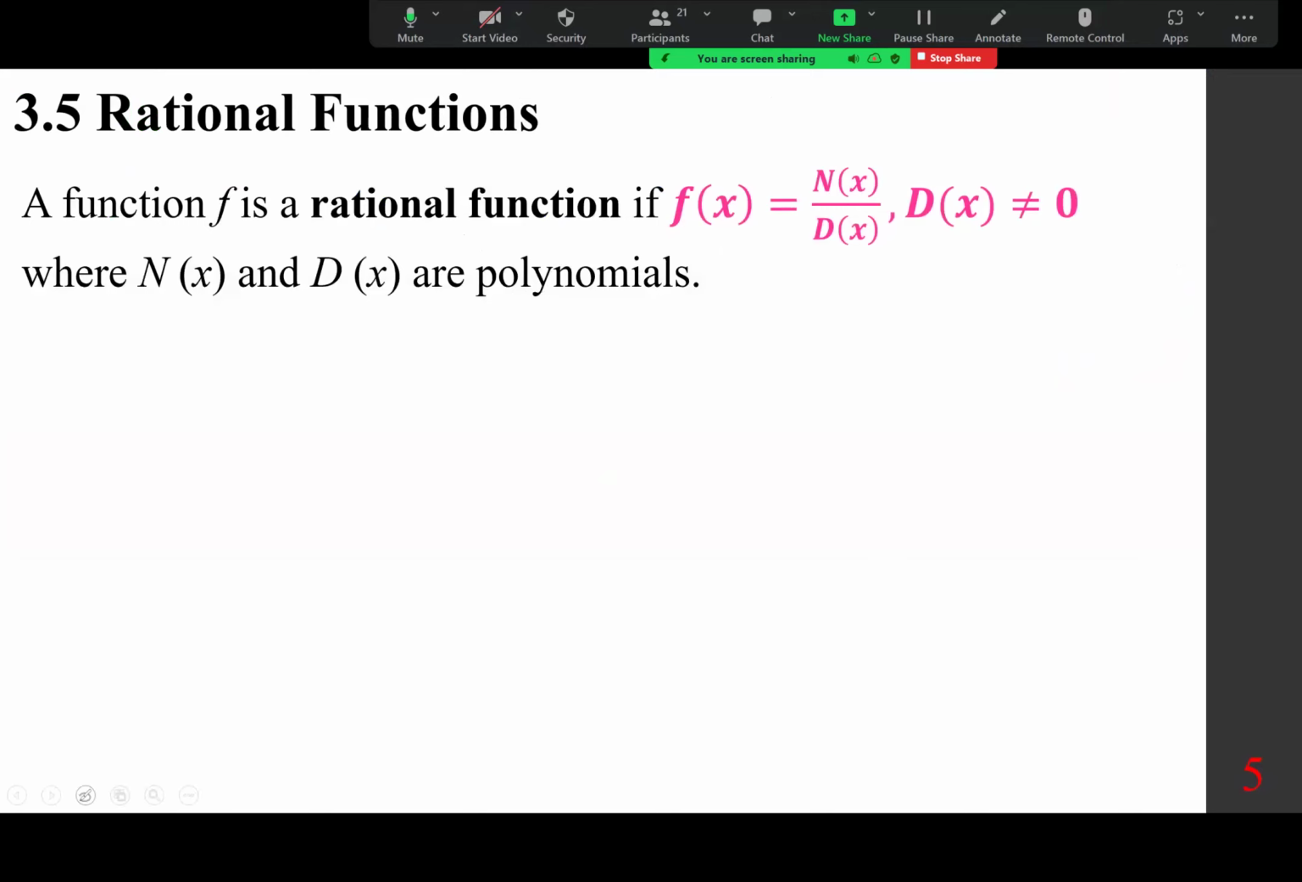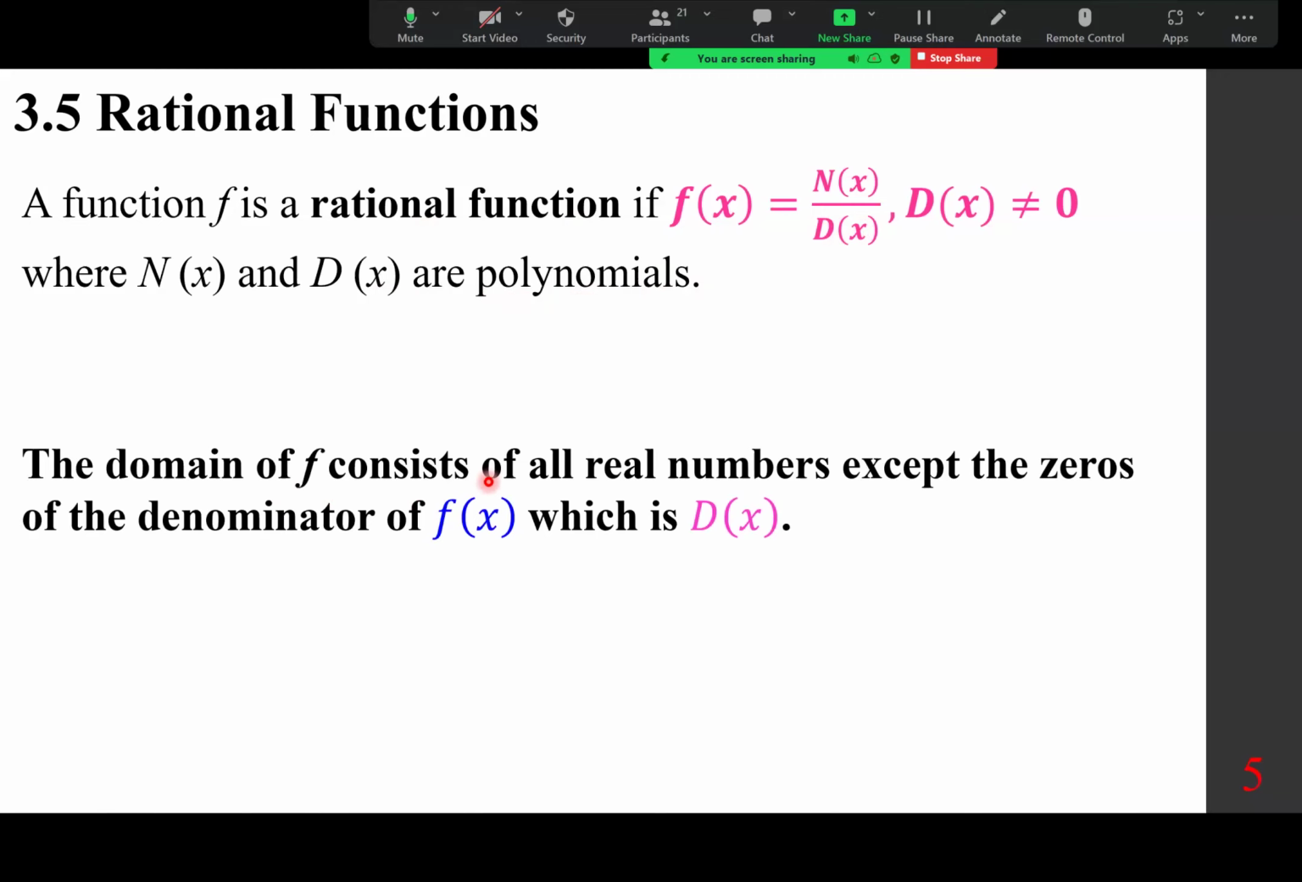Now, section 3.5, rational functions. A function f is a rational function if f of x is n of x over d of x, and d of x can't be 0, where n and d are polynomials. Remember, in the case of rational numbers, the top and the bottom are integers. In the case of rational functions, the top and the bottom must be polynomials.